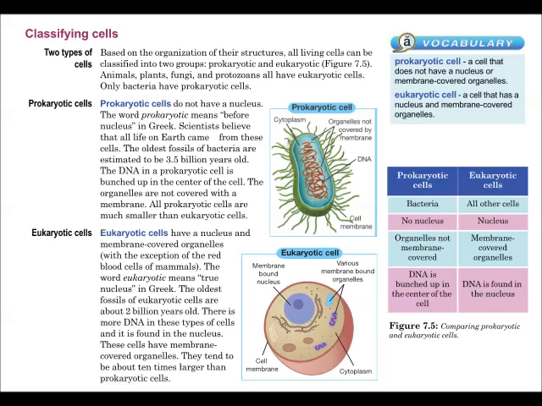The DNA in a prokaryotic cell is bunched up in the center of the cell. The organelles are not covered with a membrane. All prokaryotic cells are much smaller than eukaryotic cells.